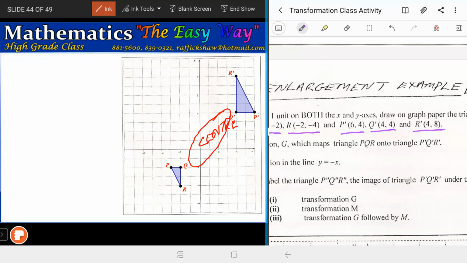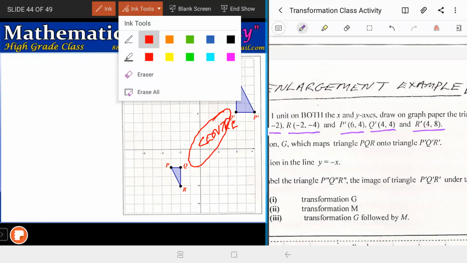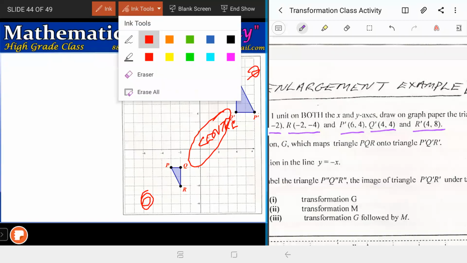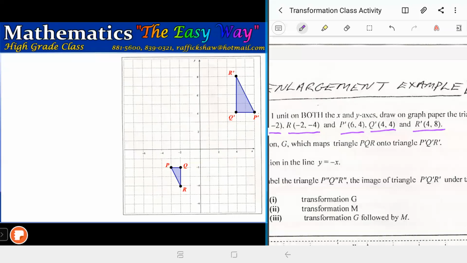Because when the scale factor is negative, the center of the enlargement will be between them. Both of them will be on opposite sides of the center. So if you give a center somewhere down here, or somewhere up there, you know there's something wrong. All right, let's go through the question now.